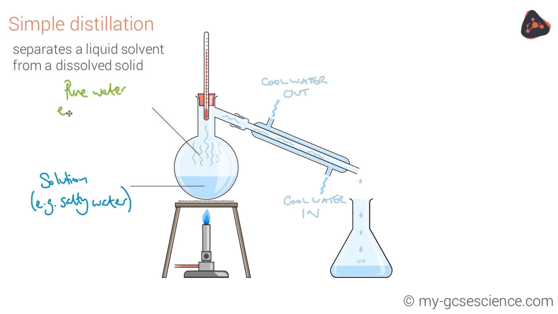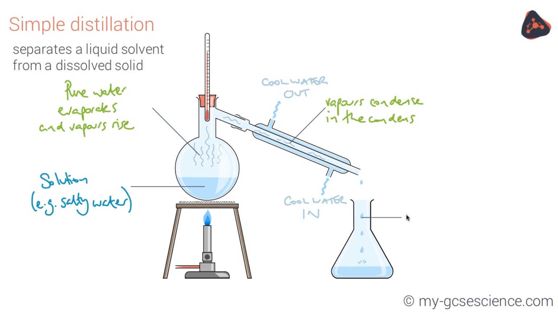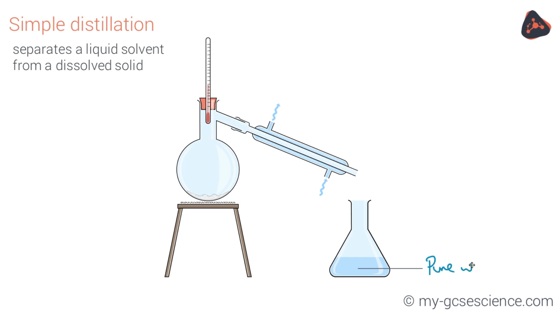As the water heats up, it evaporates and its vapours rise up and pass through the condenser. The condenser is surrounded with cold water, and so the water vapour molecules cool down and turn back into a liquid as they travel through the condenser. Liquid water droplets are collected in the beaker at the end. Once all of the water has been collected, the salt that was dissolved in the solution will also be left behind in the original flask.